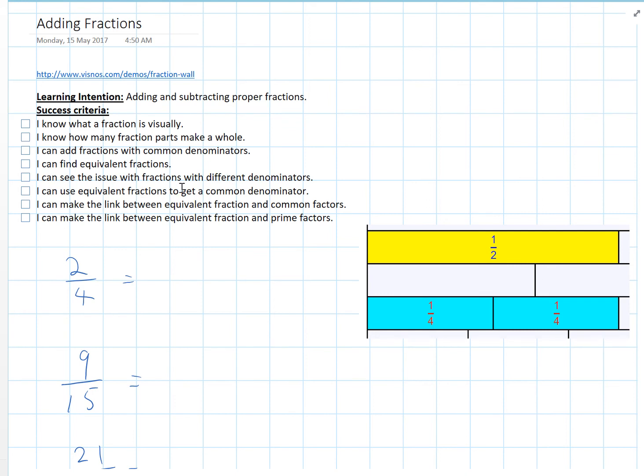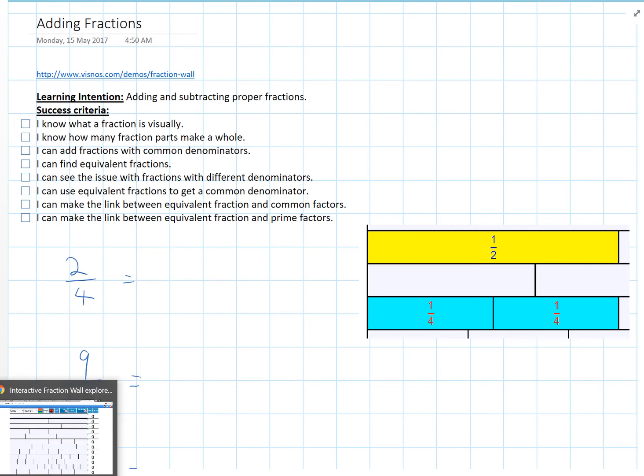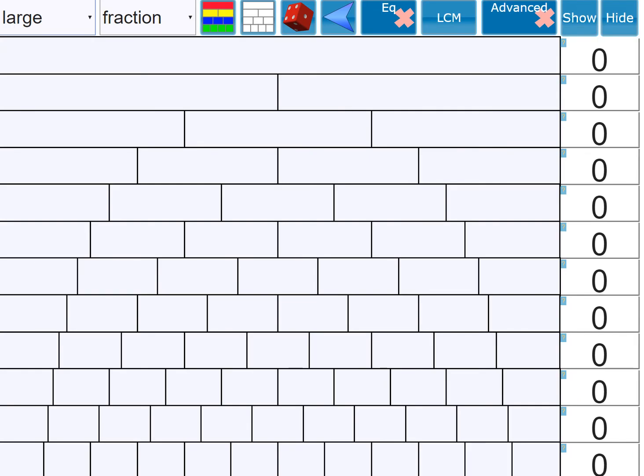I can use equivalent fractions to get a common denominator, and I can see the link between equivalent fractions and common factors, and I can make the link between equivalent fractions and prime factors. Right, let's see if we can get there. And I'm going to use a really cool app, an interactive fraction wall.